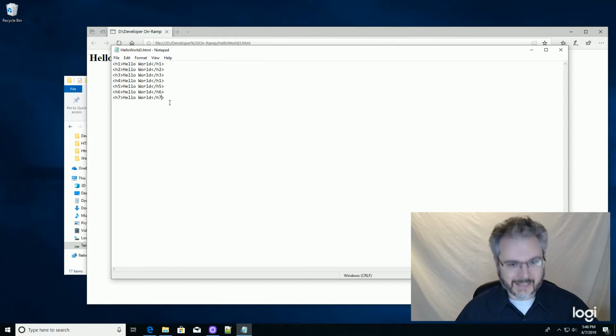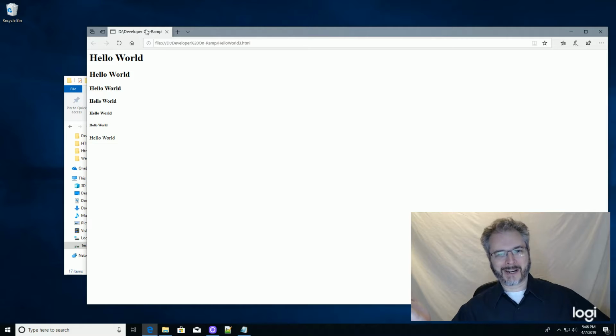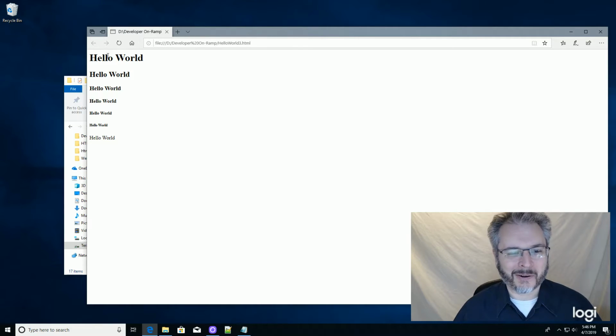Okay, so let's save that, go over here, and refresh it. There you go. Alright, so our first level heading is the biggest, and then they get progressively smaller until they get ridiculously tiny, and then the H7 didn't do anything at all because it's not a real tag.